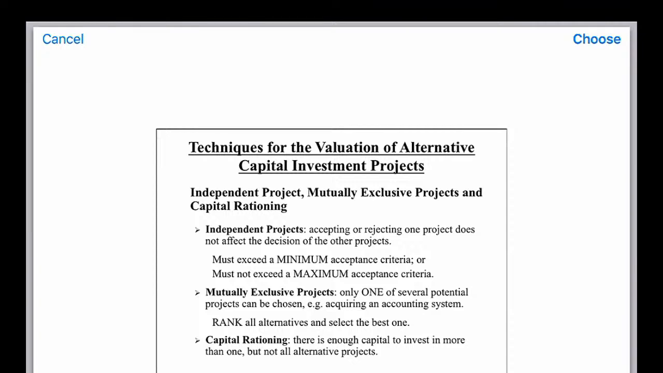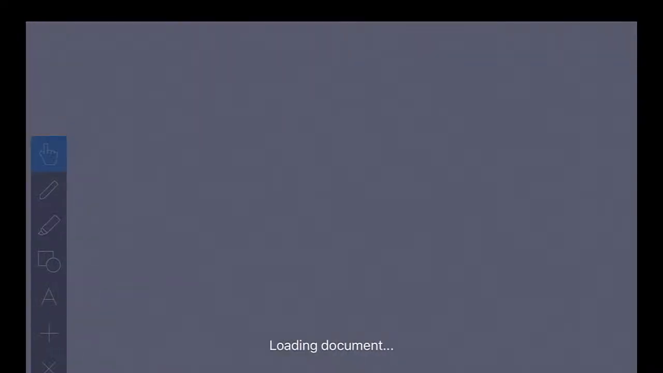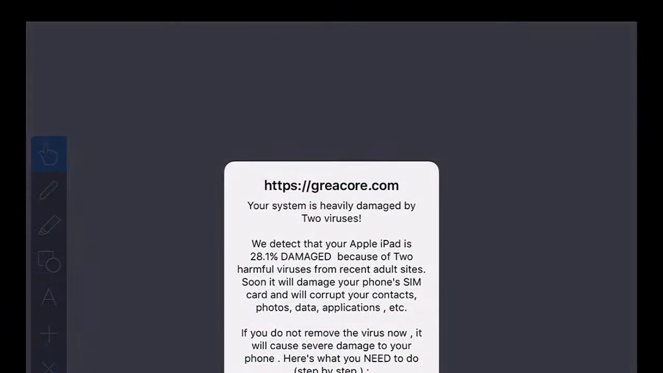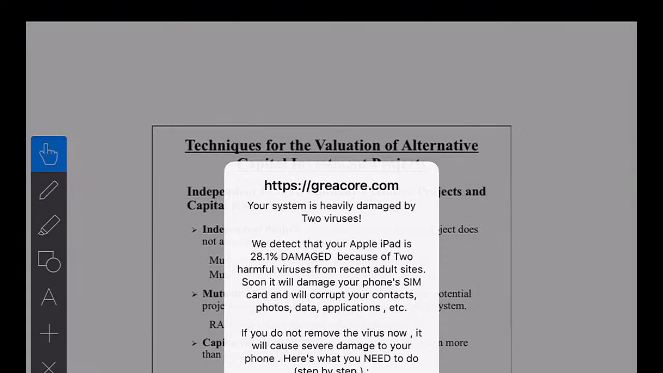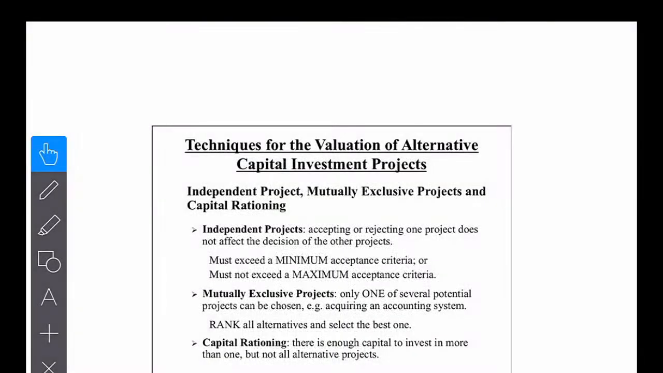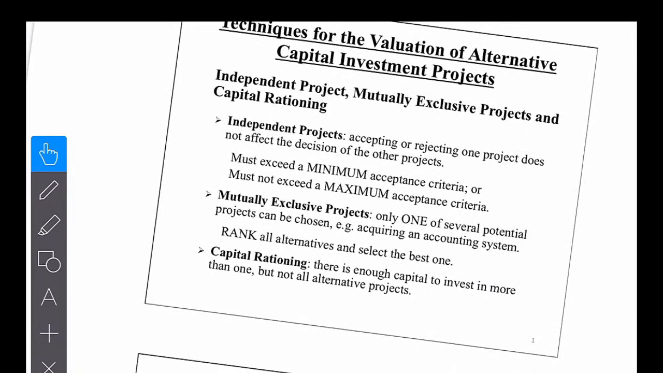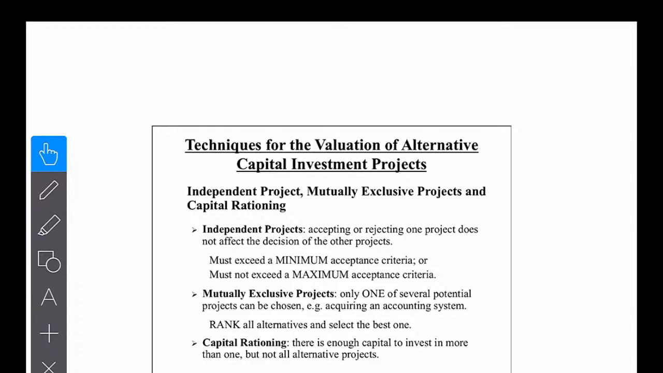We finished the first part of the course, the first week, and we're on to the next topic. This week we are going to tackle techniques for valuation of alternative capital investment projects. NPV is one technique that you've learned, and we're going to discuss others. What techniques are you familiar with? Put it in the chat.